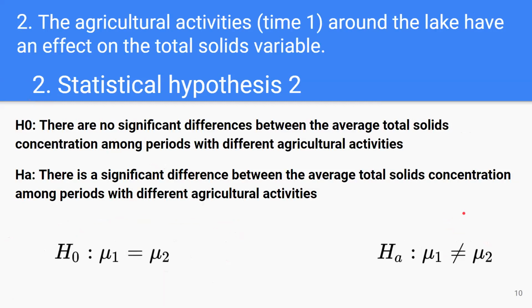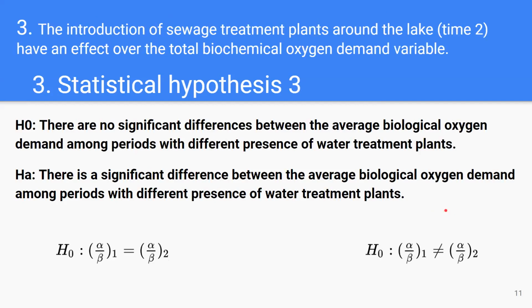And well, for statistical hypothesis number 2, the null hypothesis states that there are no significant differences between the average total solids concentration among periods with different agricultural activities. And the alternative hypothesis states that there is a significant difference between the average total solids concentration among periods with different agricultural activities.